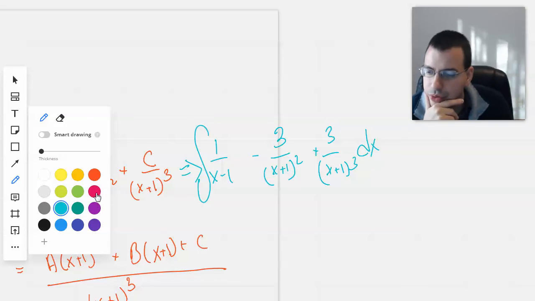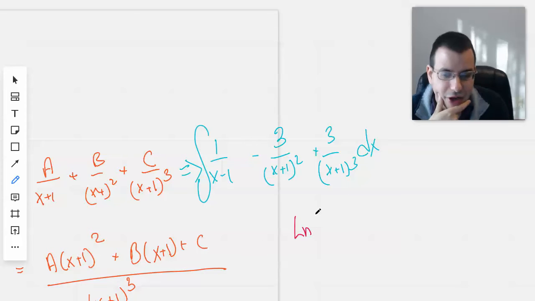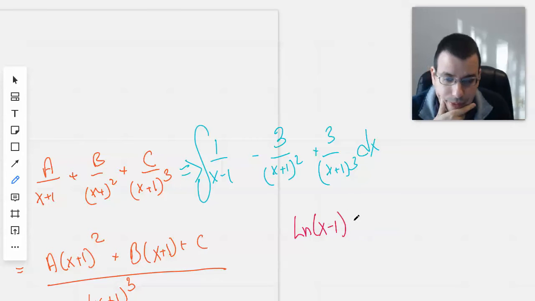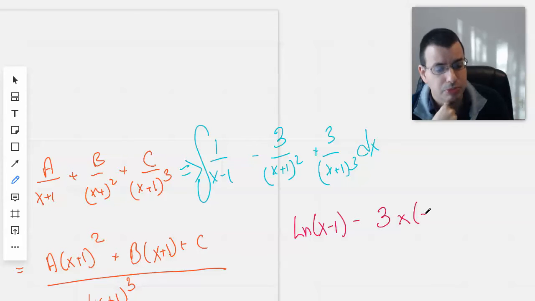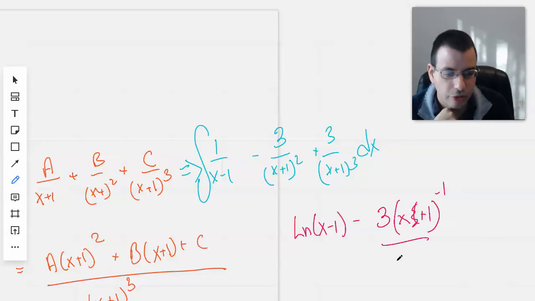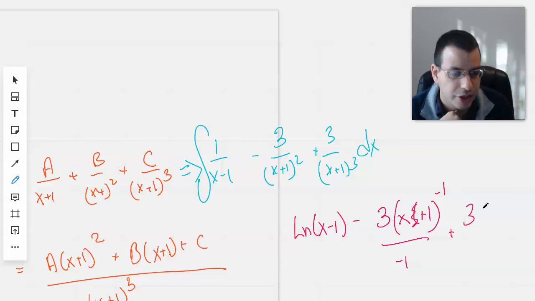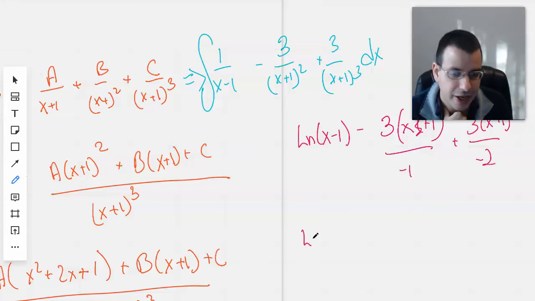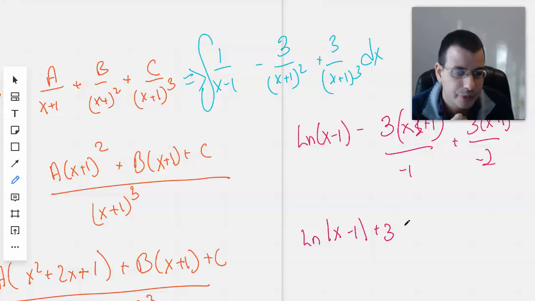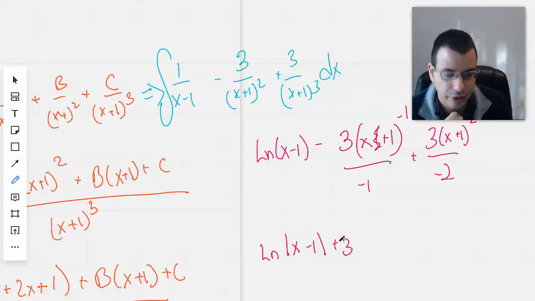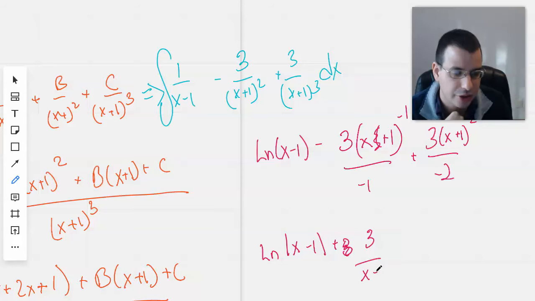So we'll have natural log of x minus 1 minus, see if I can do this in my head, 3 times x plus 1 to the negative 1 all over negative 1, plus 3 times x plus 1 to the negative 2 all over negative 2. And this will give us natural log of, and I'll do absolute value signs, which I should have done the first time, 3 over x plus 1, because the negatives cancel.